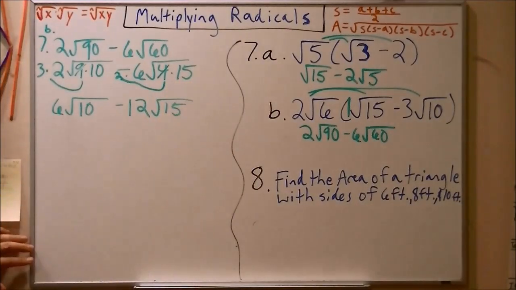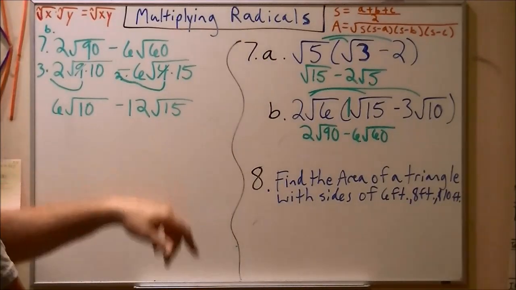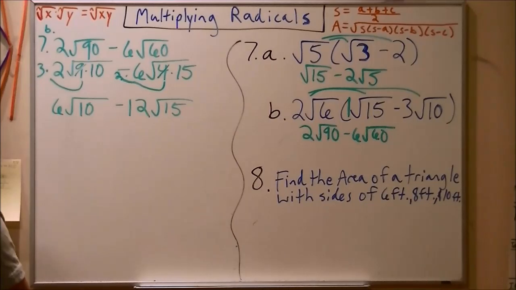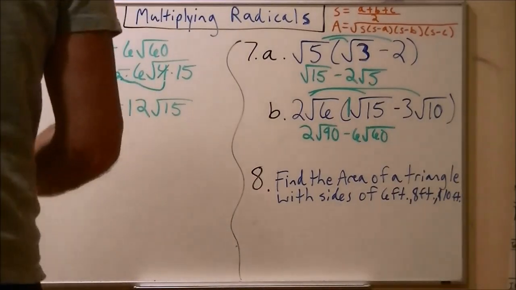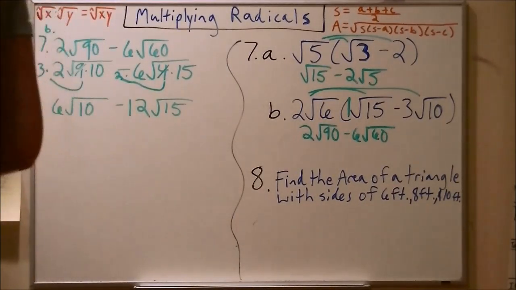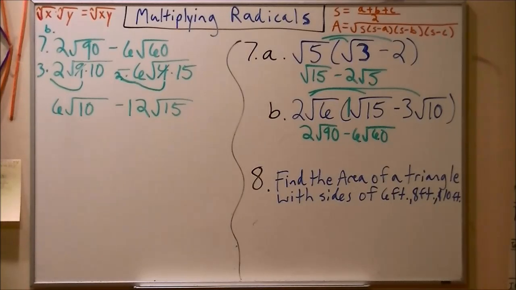Now, I could break that down into 5 and 3, kind of like 5 and 2 over here, but there's no perfect square that's a factor of 15. So it appears, guys, as if that's going to be my final answer. What do you think about that? That's it. That is the final answer. 6 square root of 10 minus 12 square root of 15.